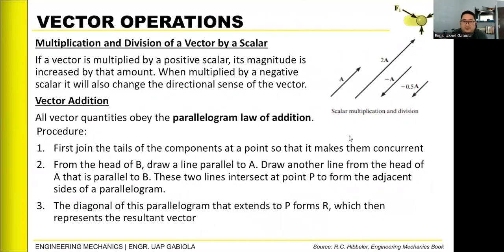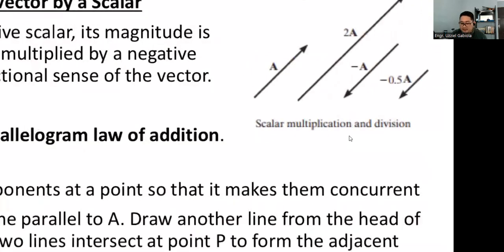The first one is multiplication and division of a vector by a scalar, meaning by a magnitude alone. If a vector is multiplied by a positive scalar, of course its magnitude will be increased by that amount. When multiplied by a negative scalar, it will also change the directional sense of the vector. This can be further explained by the figure shown.